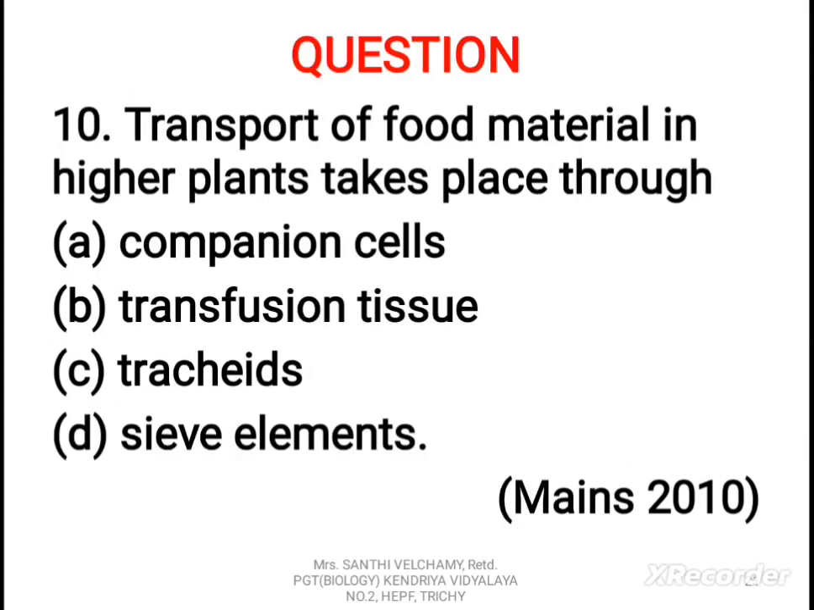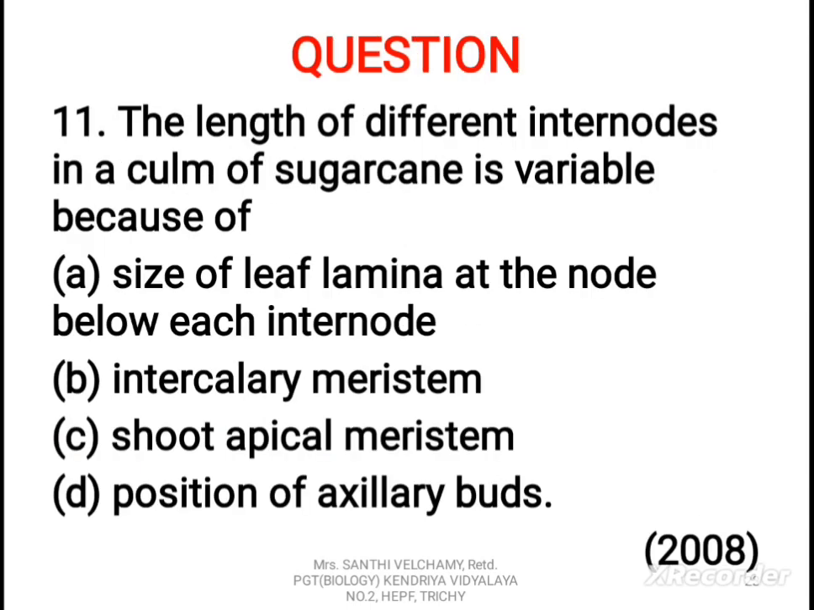Now 10th one. Transport of food material in higher plants takes place through: A. Companion cells, B. Transfusion tissue, C. Tracheids, D. Sieve elements. Now the correct answer is D, sieve elements.